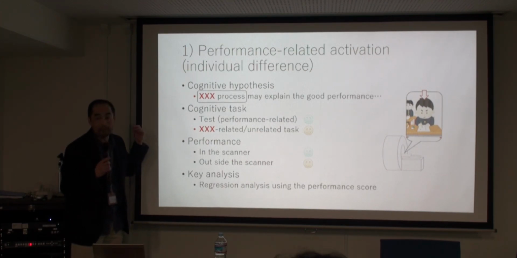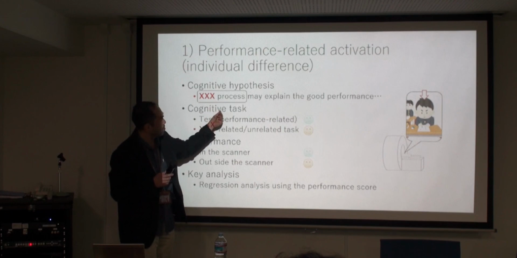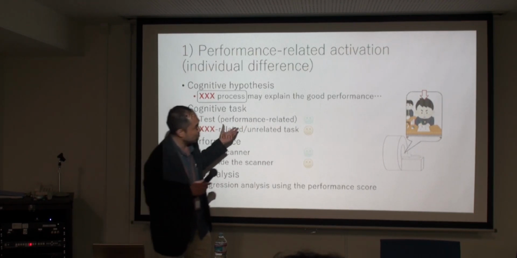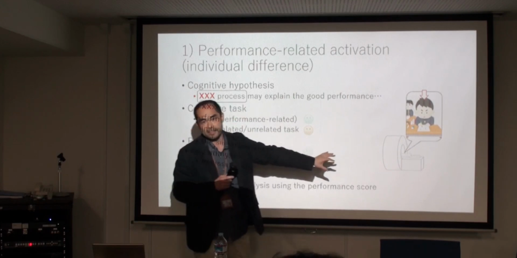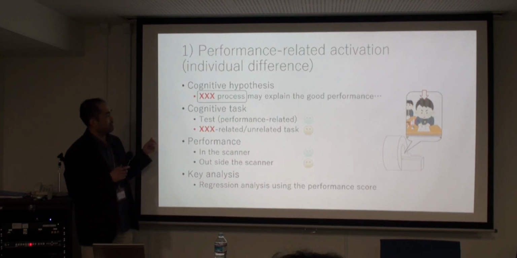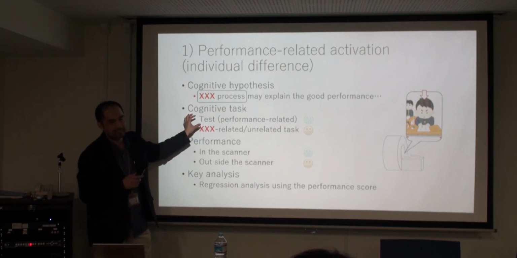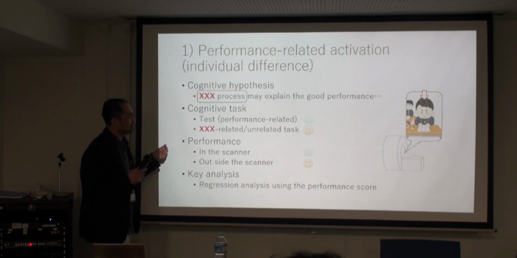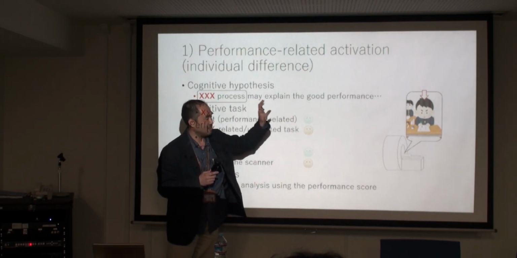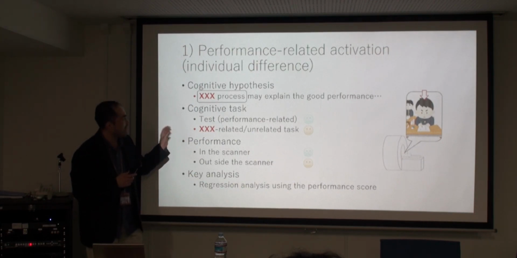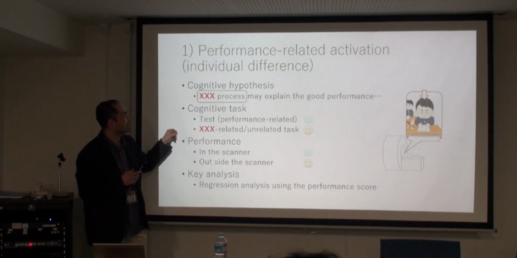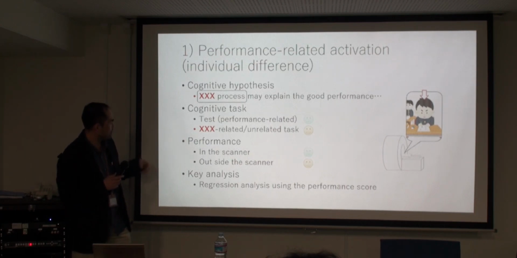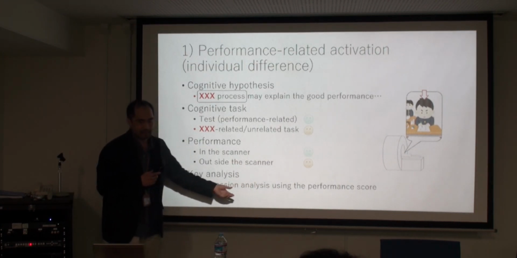We will make some cognitive hypothesis, like some cognitive process may explain the good performance. So in that case, we will ask the subject to perform some cognitive task in the MRI scanner. Most of the researchers think of some test of language. And it's okay, of course you can use it, but I would not recommend it at first. I would rather recommend an apparently unrelated task, but related to this cognitive process. It's because we will use performance here in the analysis.